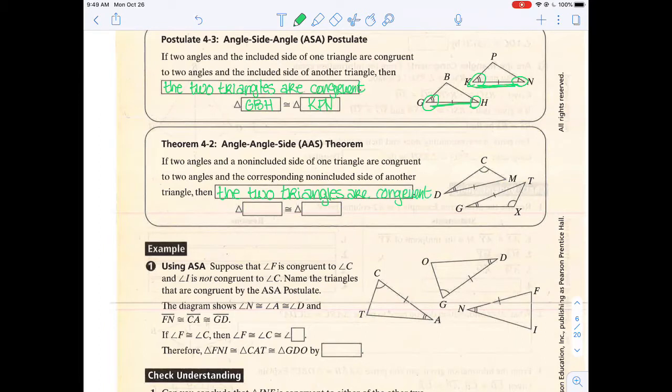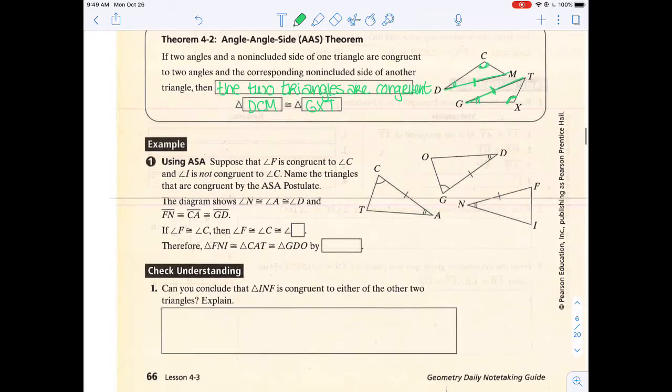So we have angle C congruent to angle X, angle D congruent to angle G, and then the side after those two angles, side DM and side GT, are congruent. So that would be the angle angle side theorem. So we've got triangle DCM congruent to triangle GXT.